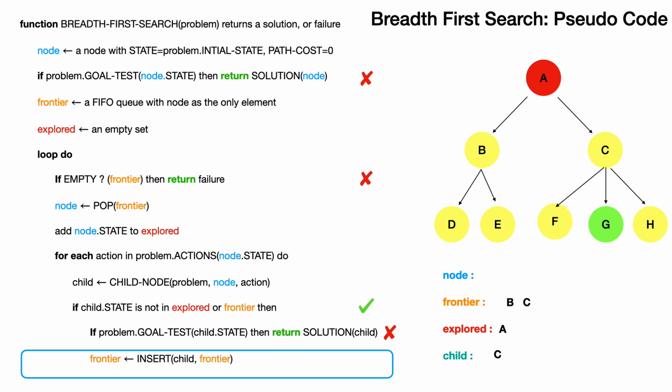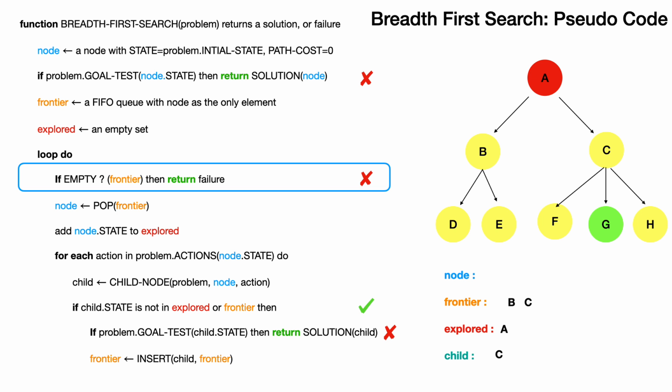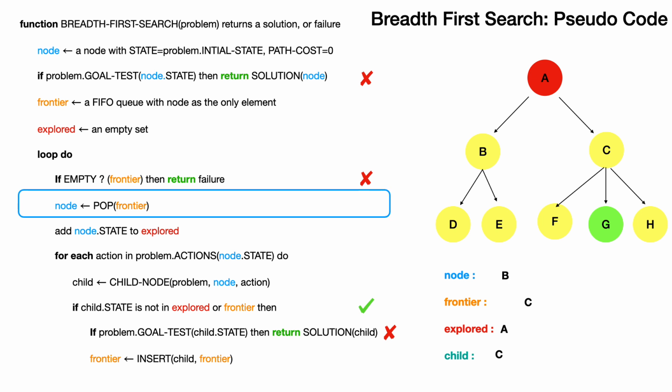And once we have completed both the children, which means we have completed one cycle, then as per breadth first search, we take the first node from the frontier. So we follow first in first out. B is the first node lying there, so we pop node B and use that node B for further expansion.